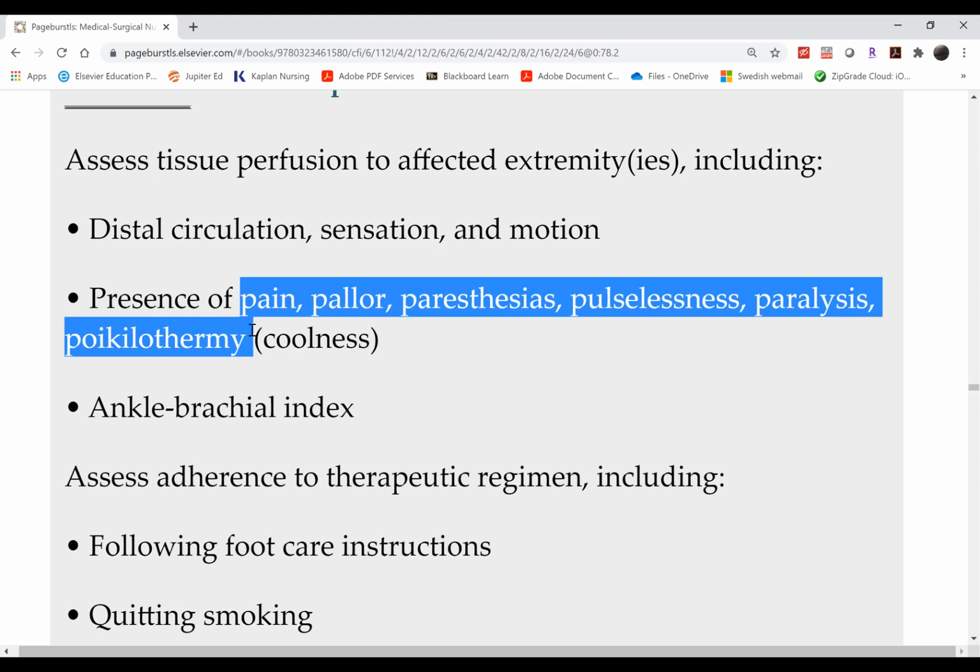So that's why the 6 P's will appear. This is, of course, an emergency. That means the extremity distal to the access site could potentially suffer ischemia, and you could lose that leg once these 6 P's start to appear. So when they appear, of course, you call the physician.